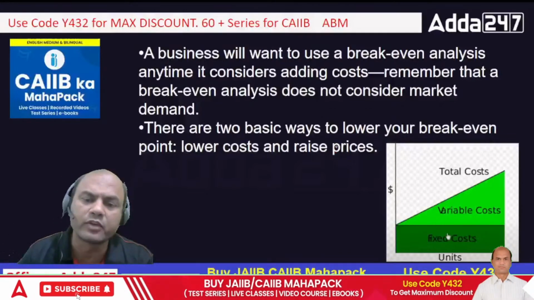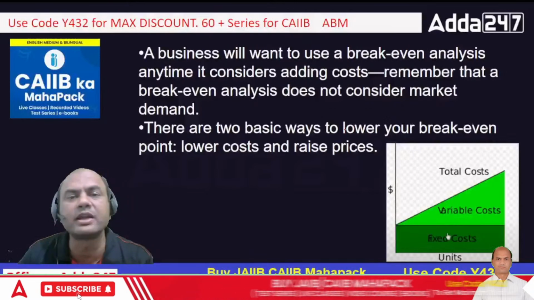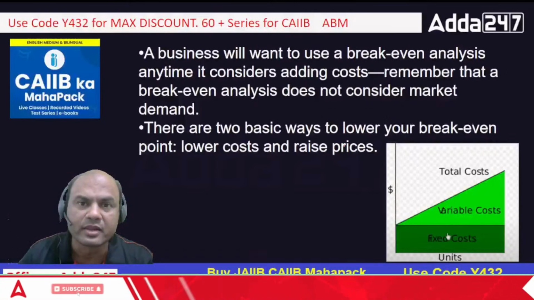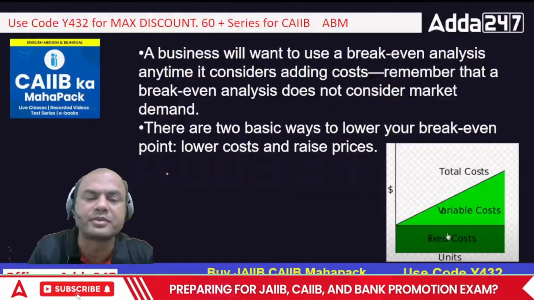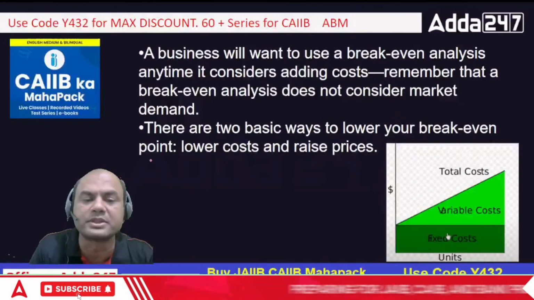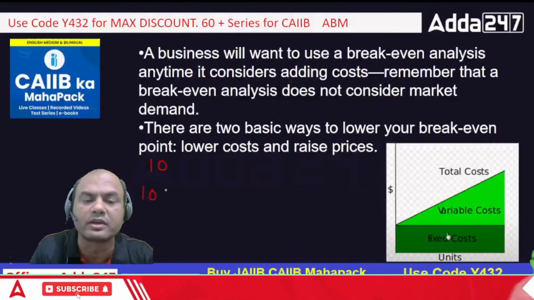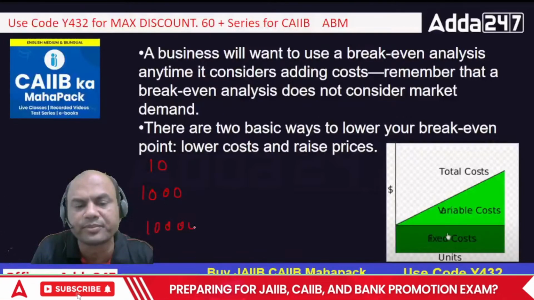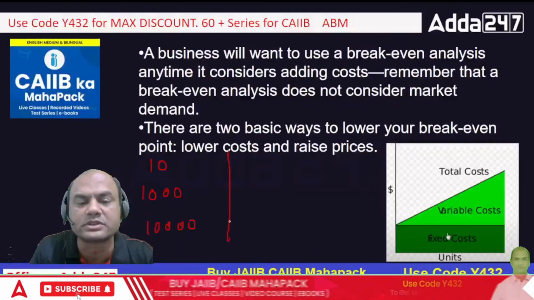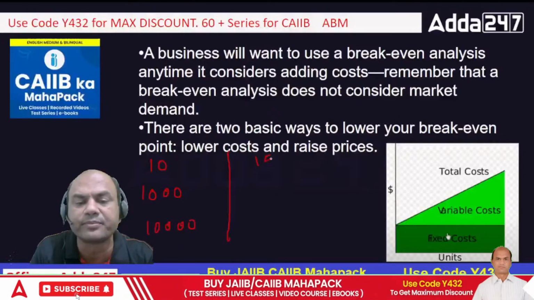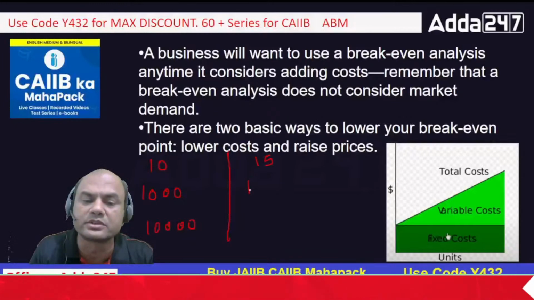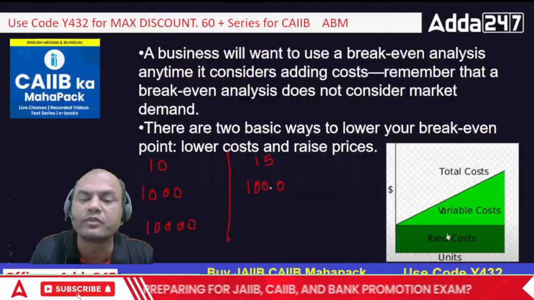Simple logic. If I increase the price, I'll definitely break even faster, right? Let's say I'm selling some good at rupees 10, and I'm selling 1000 goods over here. So how much will I be earning? 10,000, right? But if I'm selling these goods at 15 rupees, and again I'm selling only 1000 goods, I'll be earning 15,000.